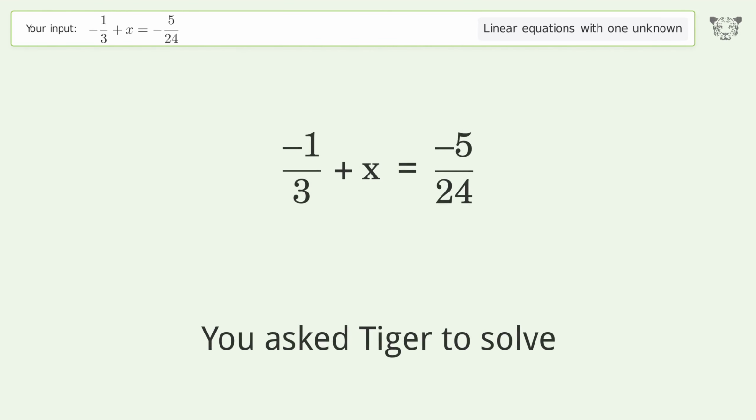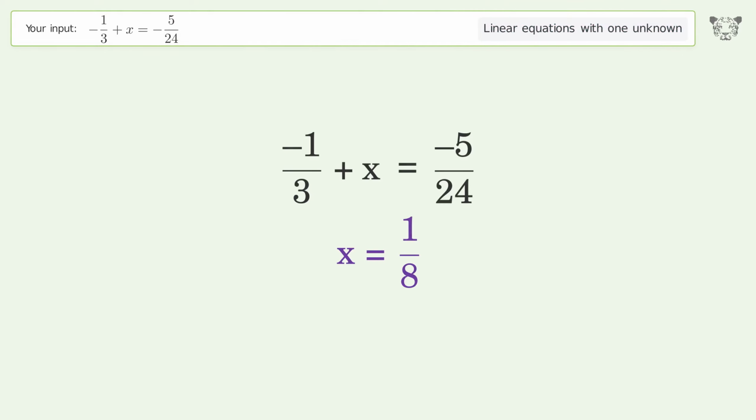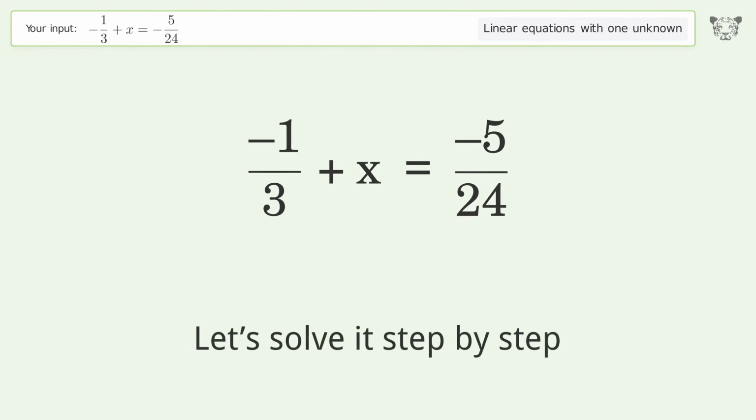You ask Tiger to solve. This deals with linear equations with one unknown. The final result is x equals 1 over 8. Let's solve it step by step.